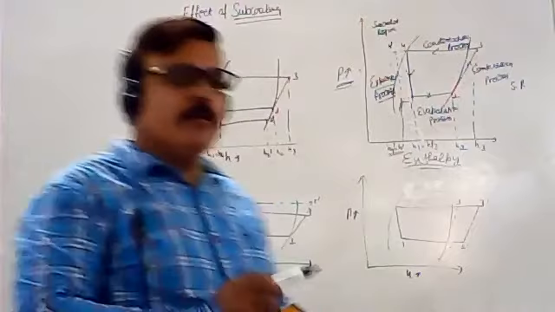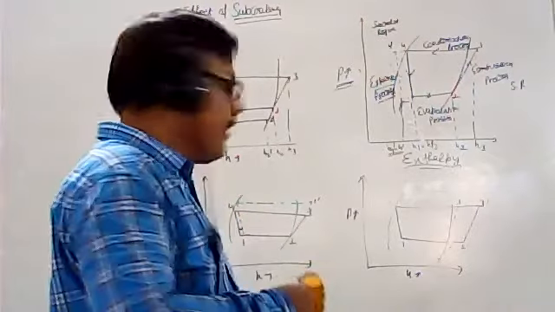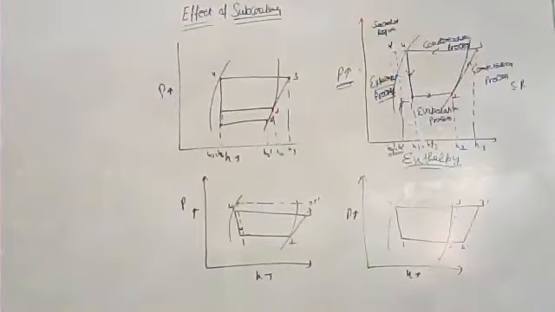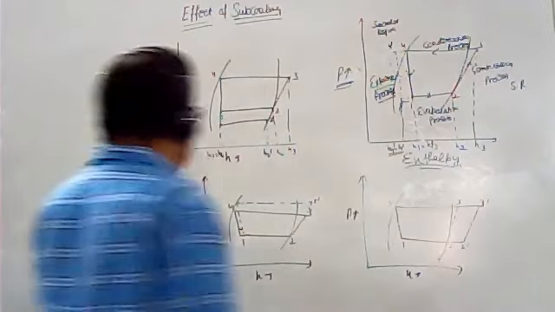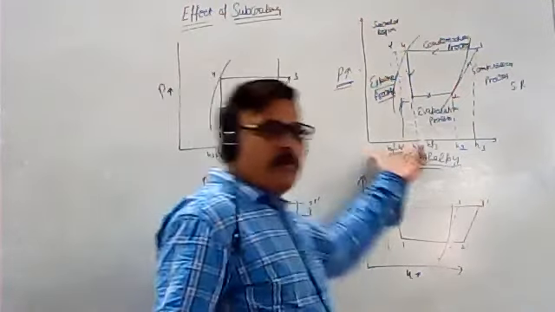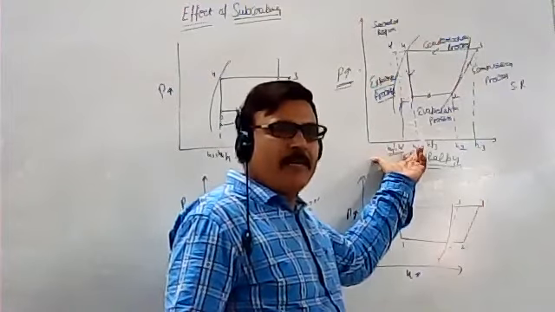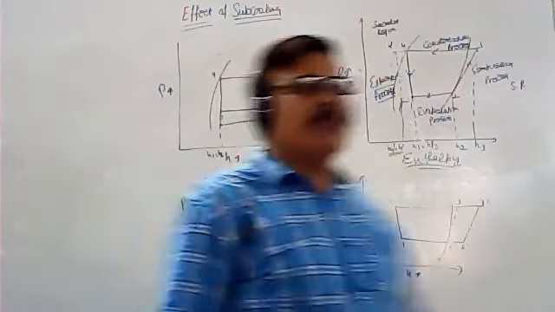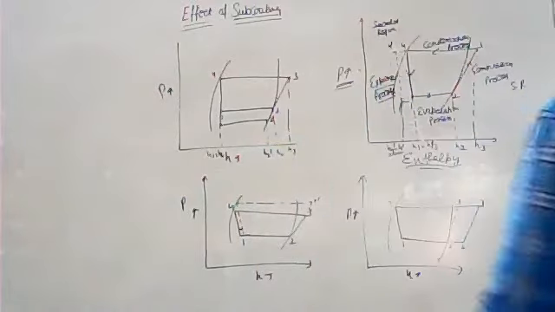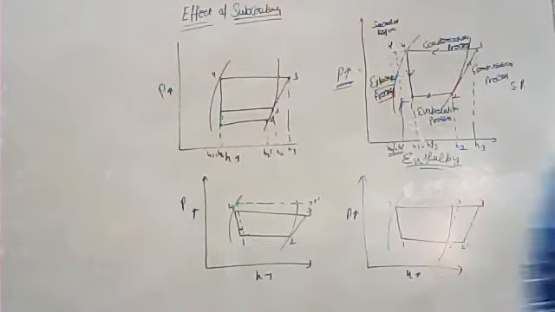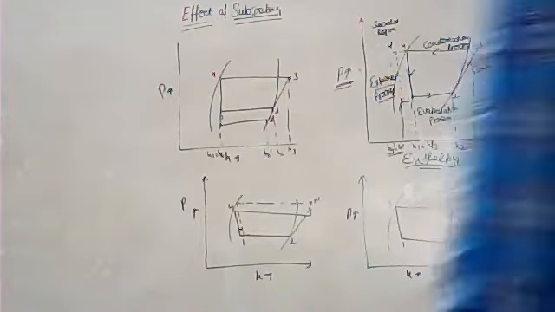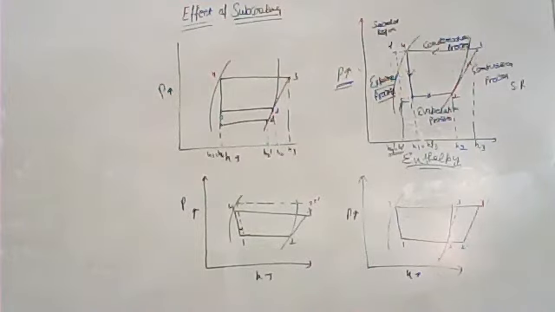So everybody, you have drawn this on the pressure enthalpy diagram, and you have seen that only in the case of subcooling your COP will get increased, only in one case, and in the remaining three cases your COP will get decreased. Okay. So this is all about the effect of suction pressure, discharge pressure, superheating, and subcooling on the COP of the refrigeration cycle, the VCR cycle. Okay.